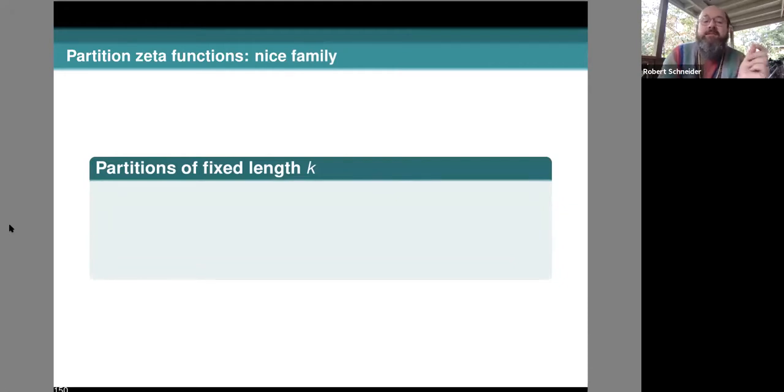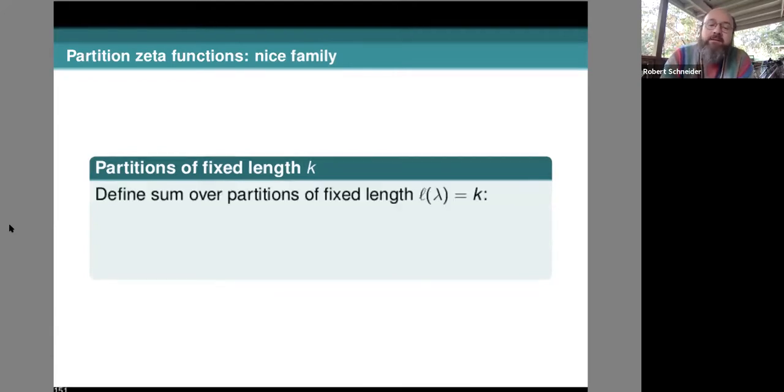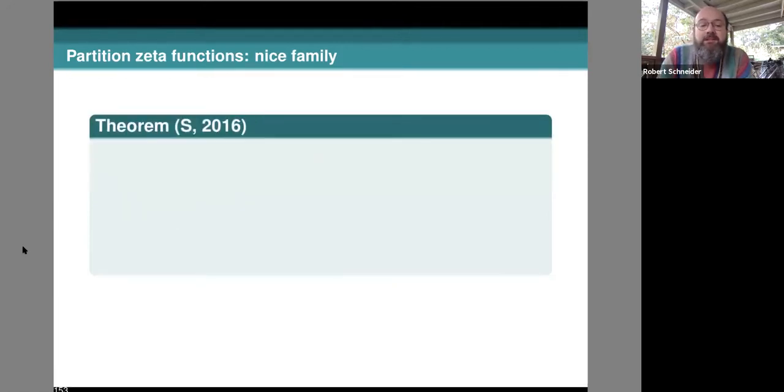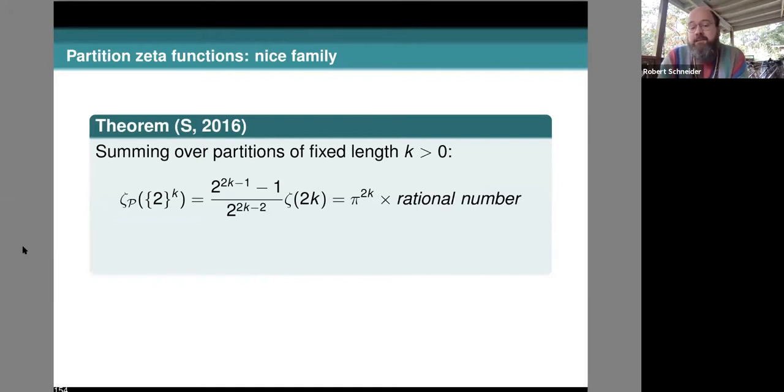If you were to focus on the zeta function of partitions of fixed length, all the partitions with 5 parts, all the partitions with 100 parts, all the partitions with 1 part. So if you define a sum of partitions over fixed length k, we let this zeta bracket s, k be the zeta function summing over partitions of length k. All partitions, not a subset of natural numbers giving the parts. In this case, we have the same convergence condition as for the Riemann zeta function.